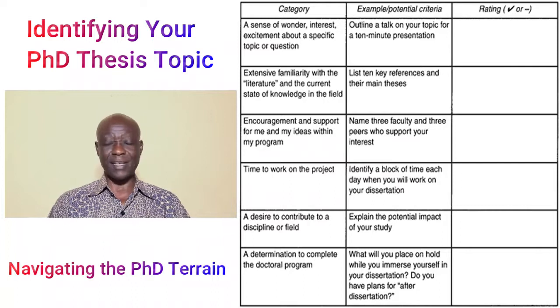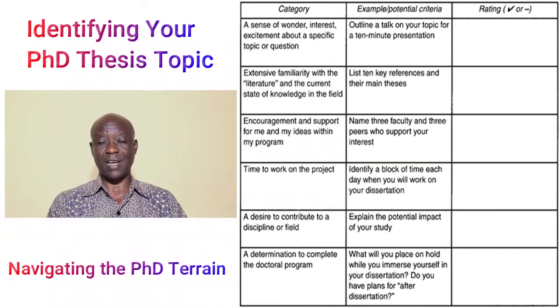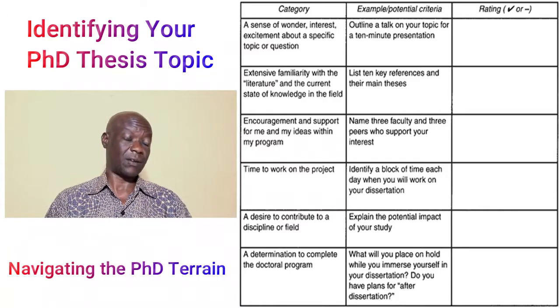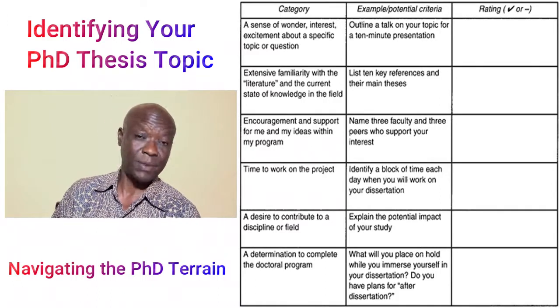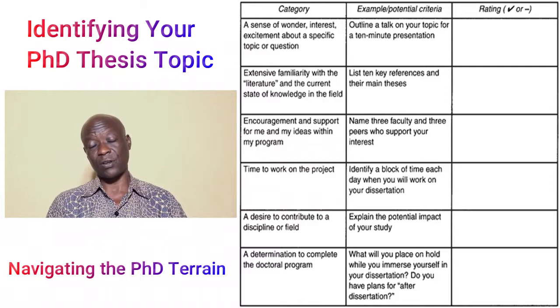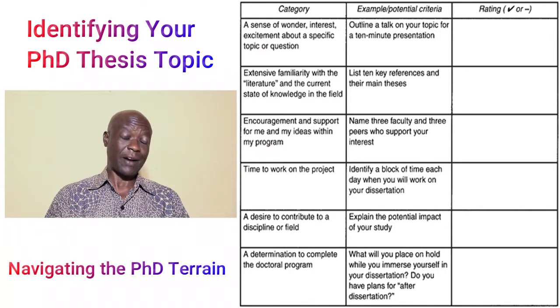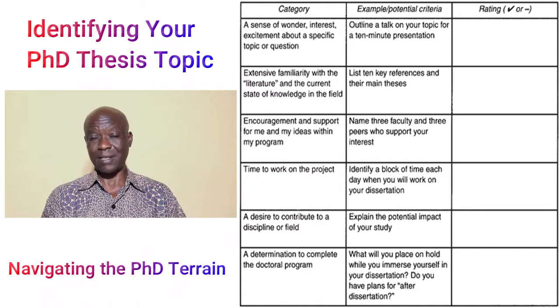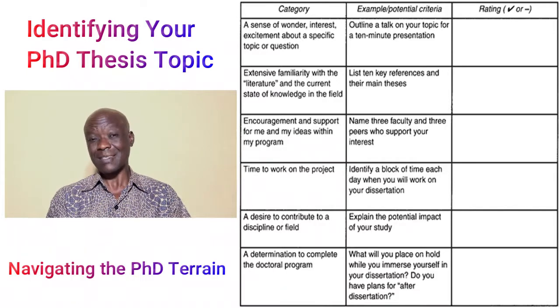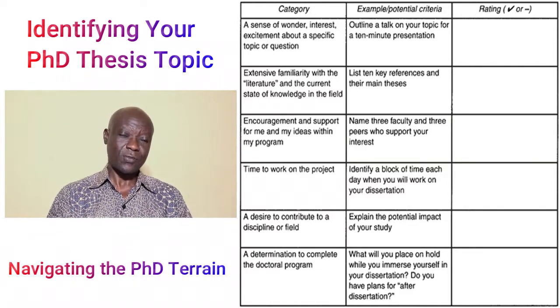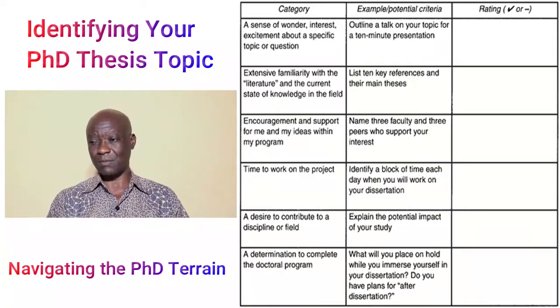Now, of course, the third aspect is encouragement and support for me and my ideas within my program. And here you can name 3 faculty or 3 professors and 3 peers who support your interest, ladies and gentlemen. So if this is happening to you, then you can go ahead and say that you have actually reached this level and you are through with it. Now, if you are not yet through with these things, then start, because you don't have enough time on the PhD. Otherwise, you may end up taking 10 years on the PhD program.